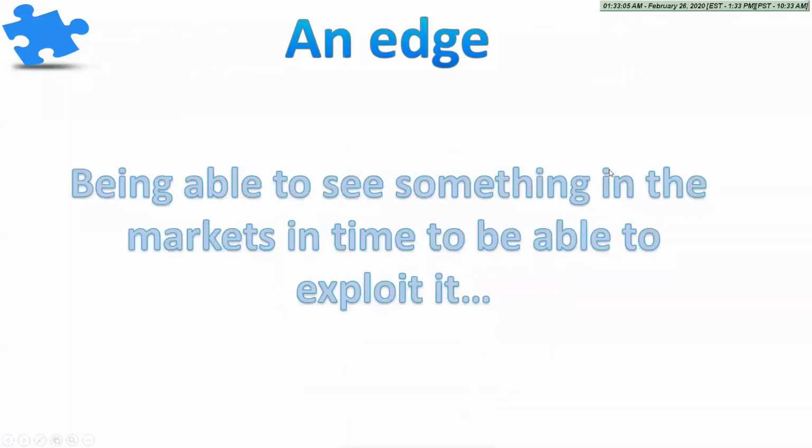Now, the other thing I've mentioned, the word edge, right? And there's a lot of confusion about what trading edge is. In fact, in most of the webinars I've seen, when people have tried to describe what an edge is, I've always come away scratching my head because I didn't actually understand the description, let alone what they were trying to say. So I'm going to give you in very, very simple terms what an edge is. An edge is being able to see something occur in the market in time to be able to exploit it. And of course, we're talking about repeatable edges.